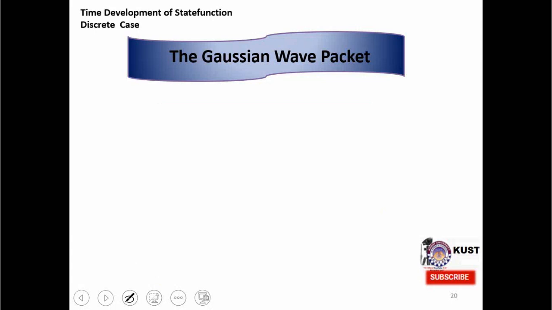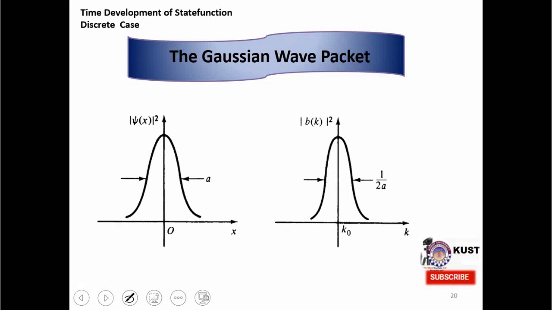Pictorially, you can see that for psi mod square in x space, the width is a. Over here, in the momentum space, from k0 to k, the width is 1 over 2a. So they will always be inverse to each other. This is the probability in the momentum space, and this is the probability in the position space.